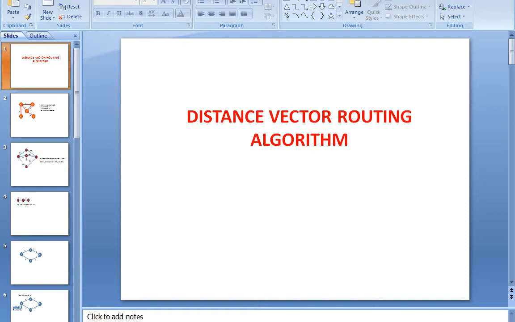In this, what happens? It considers all the routers and networks as a graph. A graph is a set of nodes and edges. In this, the Bellman-Ford algorithm is used to find the shortest path between nodes. According to the Bellman-Ford algorithm, the shortest path between source and destination is calculated based on the given cost of the edges. Let's try to understand this algorithm.